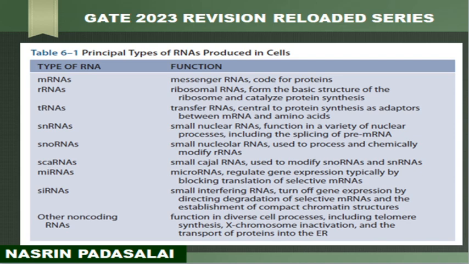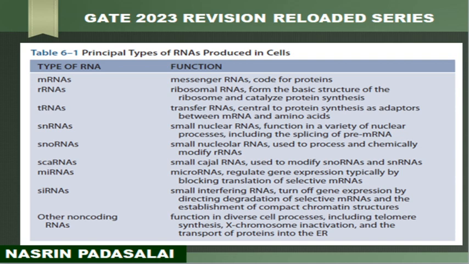This video is a continuation of part 2. Here we are going to study a few topics that are highly important for the GATE examination. Today we are going to study the principal types of RNA produced in cells. These are the list of types of RNA. First is mRNA, also called messenger RNA, which is involved in coding of protein.